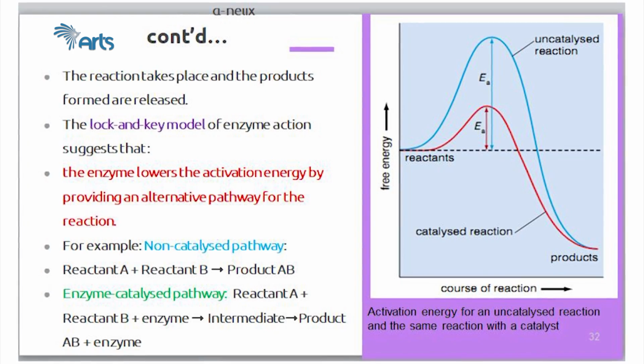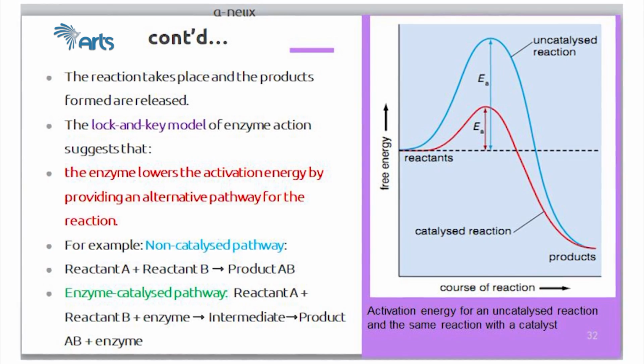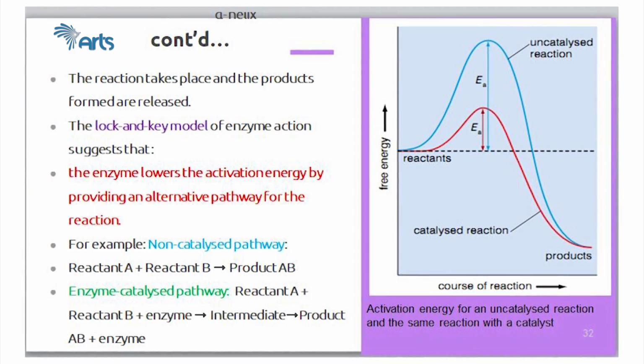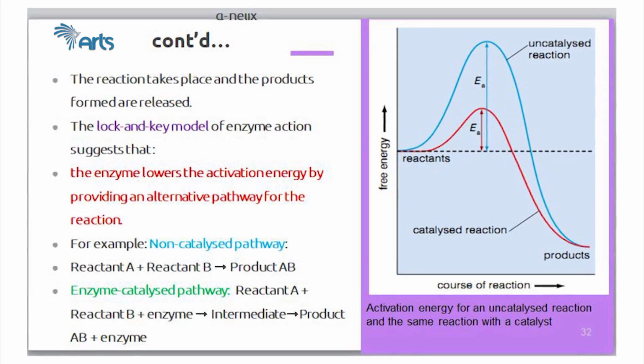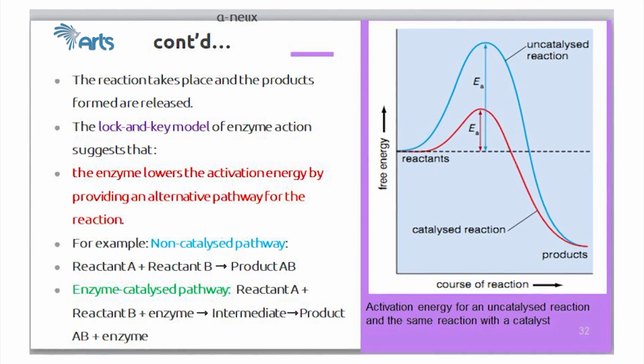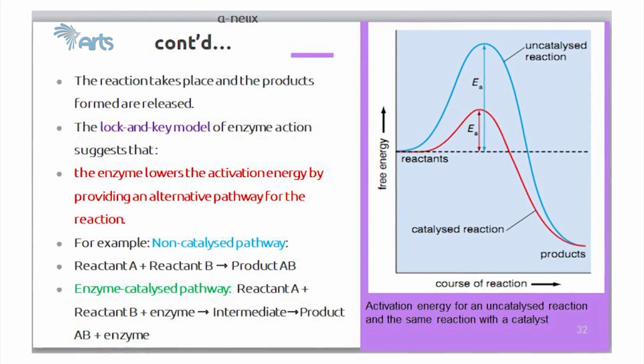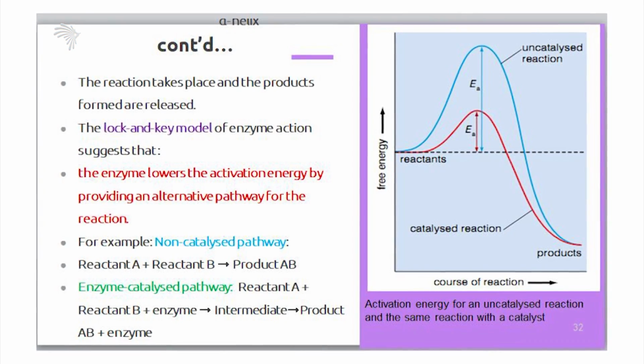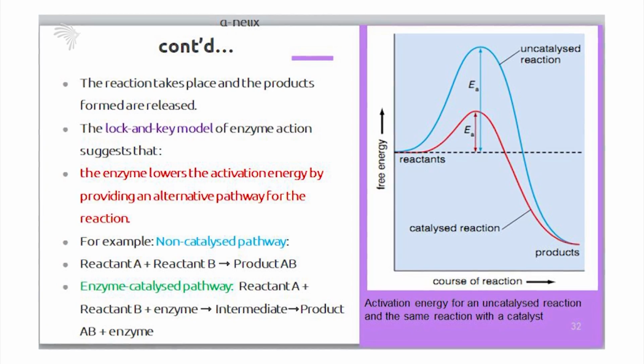The lock and key model of enzyme action suggests that the enzyme lowers the activation energy by providing an alternative path for the reaction. Here are the alternative paths. Reactant A plus reactant B gives you product AB. This is one way. Another way is the enzyme catalyzed pathway. The first one is the non-catalyzed pathway.